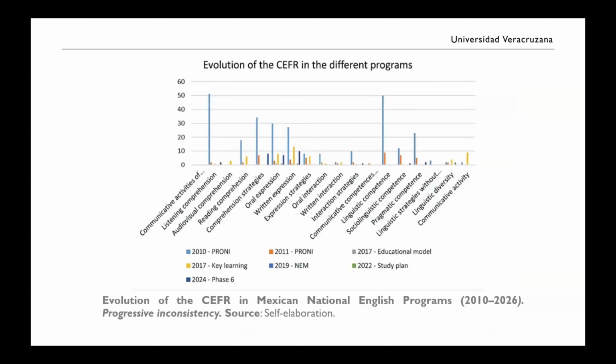And here we can observe an evolution of the European framework in the different Mexican programs. We can see that from 2010 in the PRONI, which is represented by these long blue bars, to the current program from 2022, the study plan of the new Mexican school, the European framework principles continue to disappear, and this is progressive.